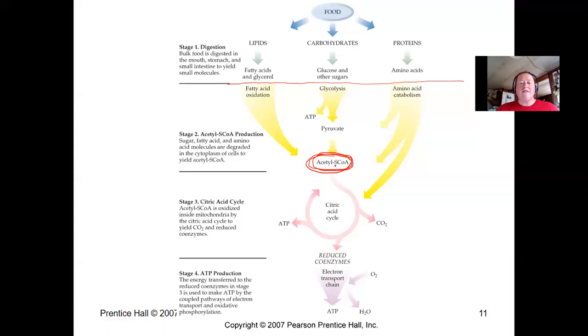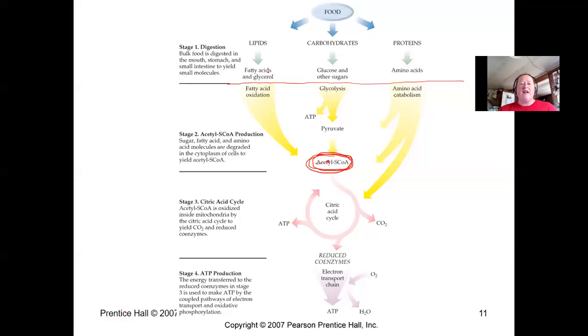The reason that S is there is because there is a sulfur atom, and some people like to really reinforce the fact that we have an acetyl group, which happens to have two carbons attached to this coenzyme, which is pretty big, and there's a sulfur atom involved. So anyway, stage one, digestion. We're breaking our lipids down and our carbohydrates down and our proteins into smaller bits.